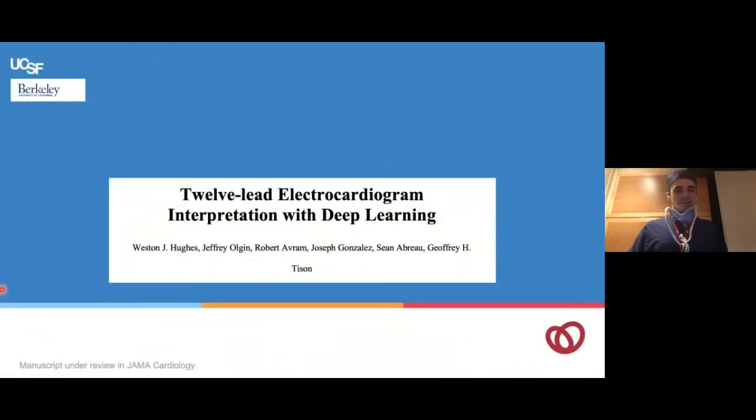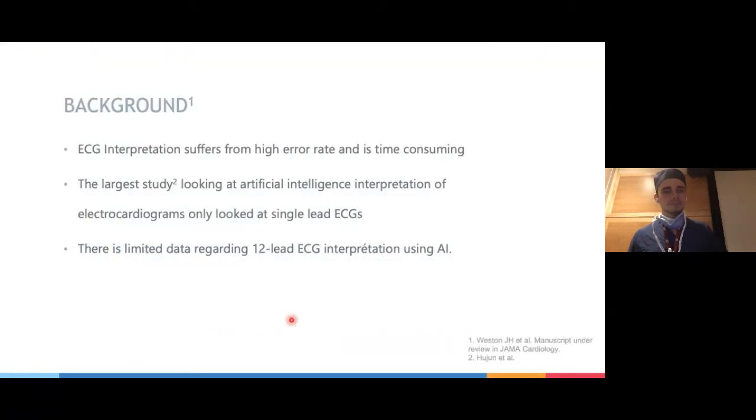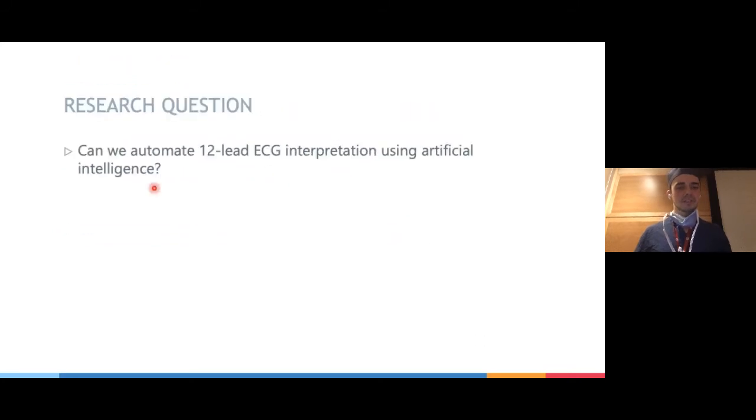So third, I want to present 12-lead ECG interpretation with deep learning. This is another project I was involved in that we developed in San Francisco that looks at interpreting 12-lead ECGs using AI. Right now, the largest studies looking at AI interpretation of ECGs only looked at Holters and single-lead ECGs and also suffer from limited potential diagnoses. So we asked ourselves, can we automate 12-lead ECG interpretation using AI?